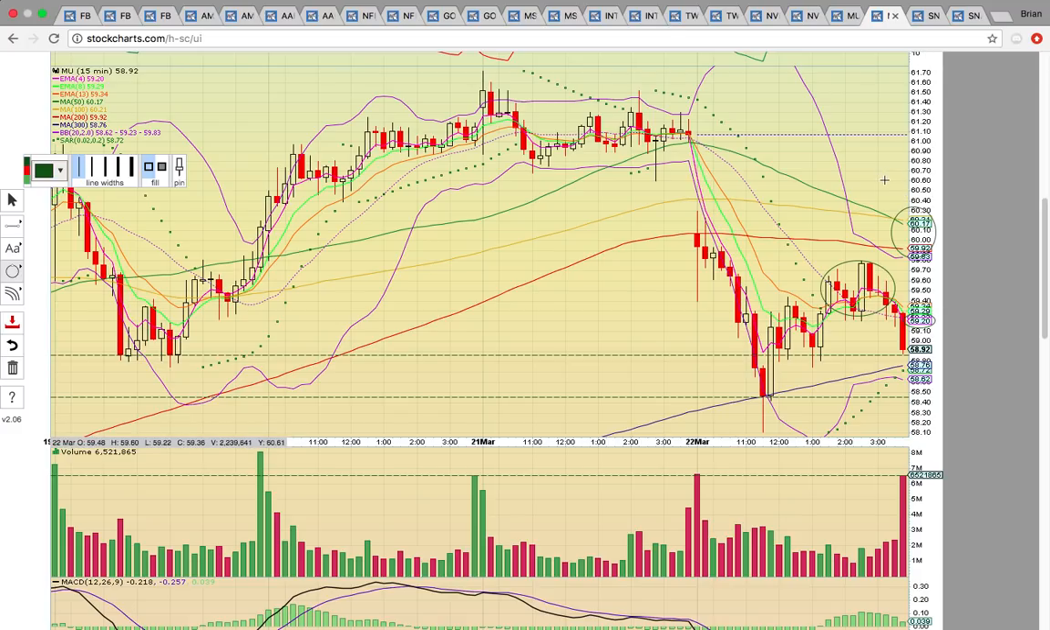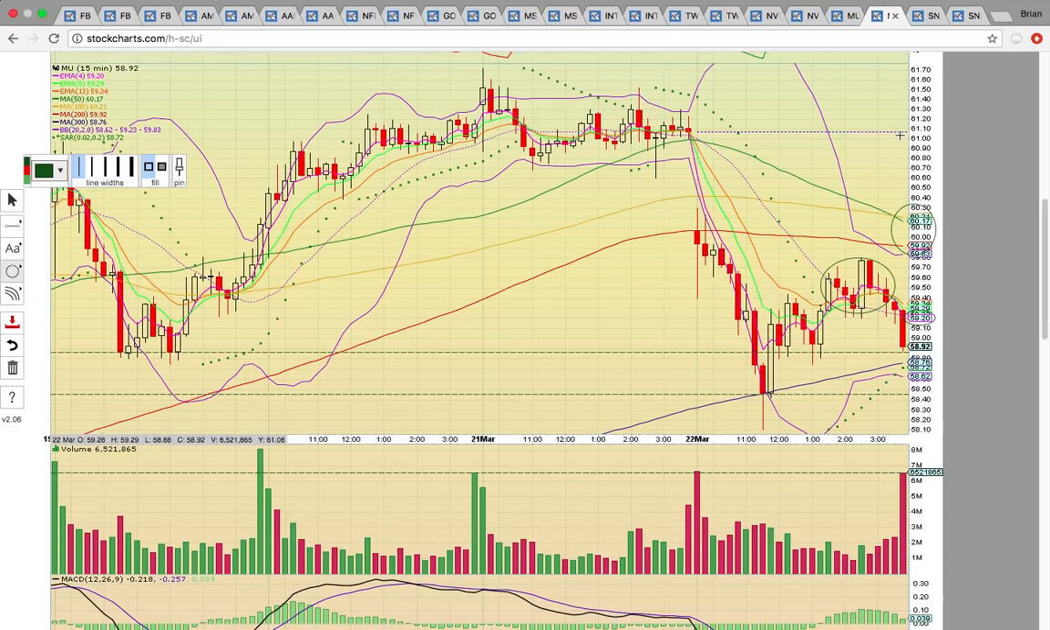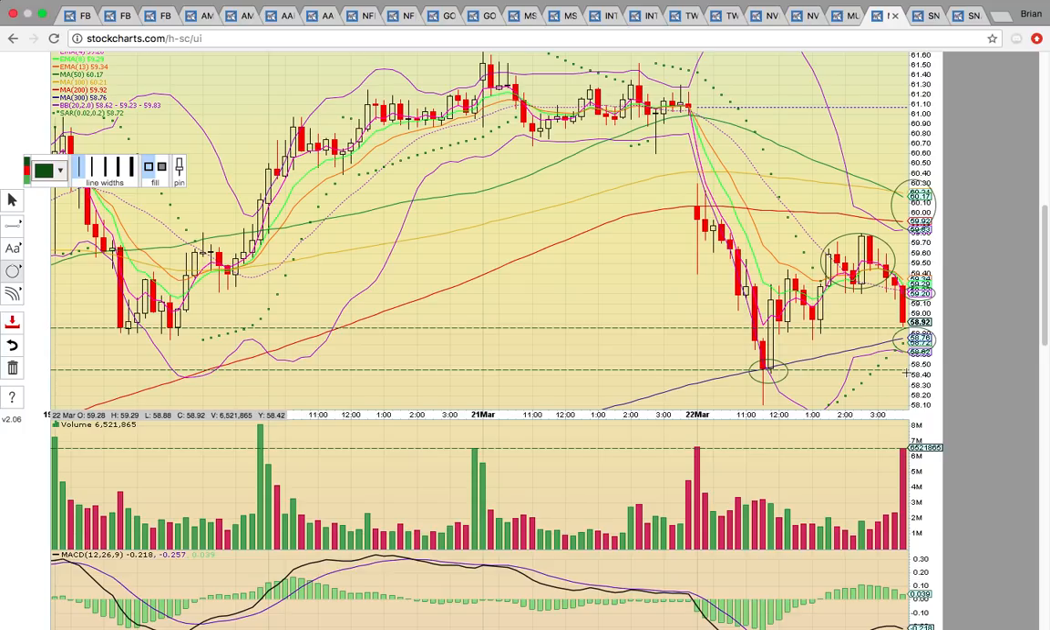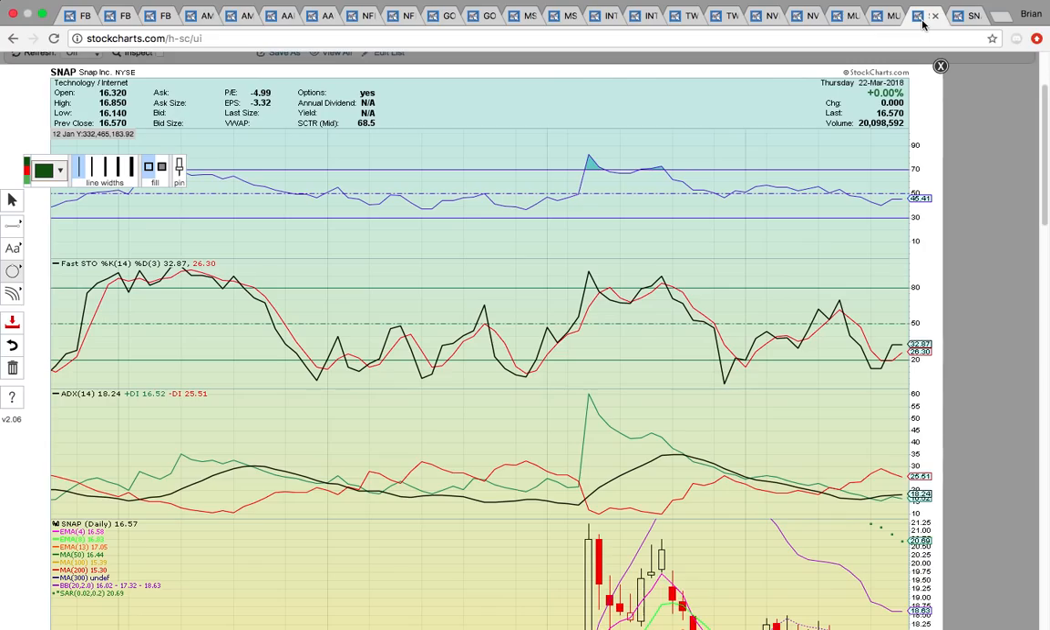Okay, yeah, it's ready to push higher. That would be above all the moving averages on the 15-minute chart. It has to hold the 300 simple moving average. Notice how it bounced off that level today. If it dropped below 58.76, the chart would be super broken and it would signal more downside risk.